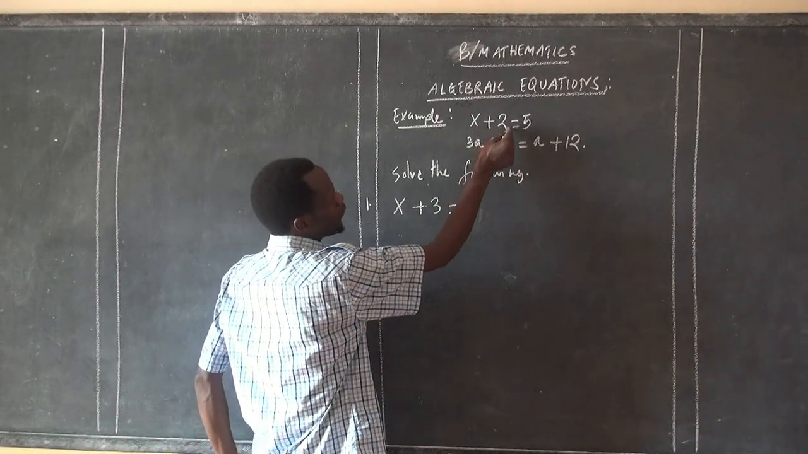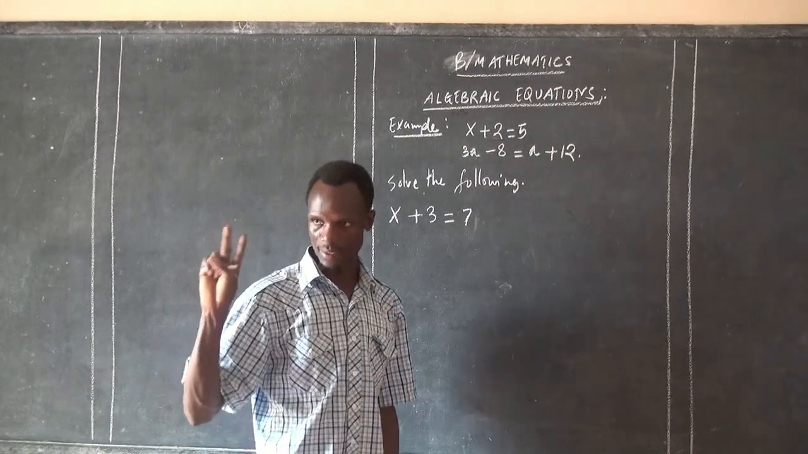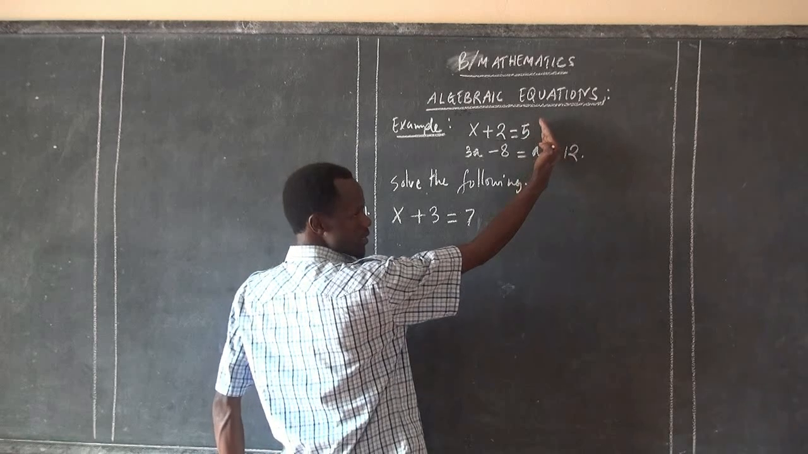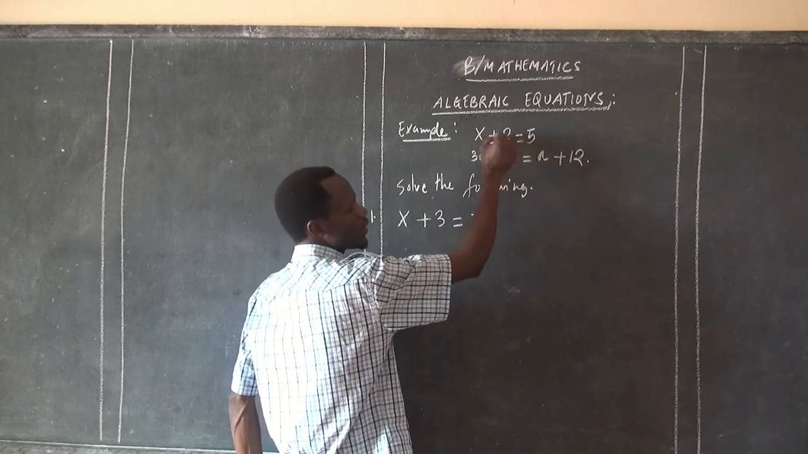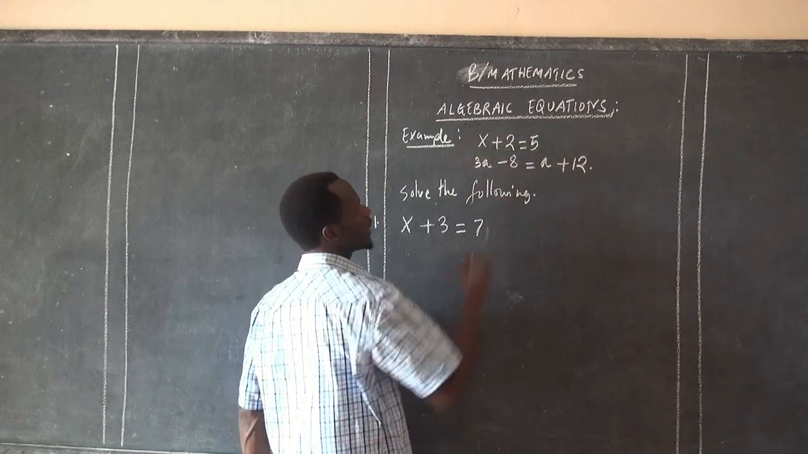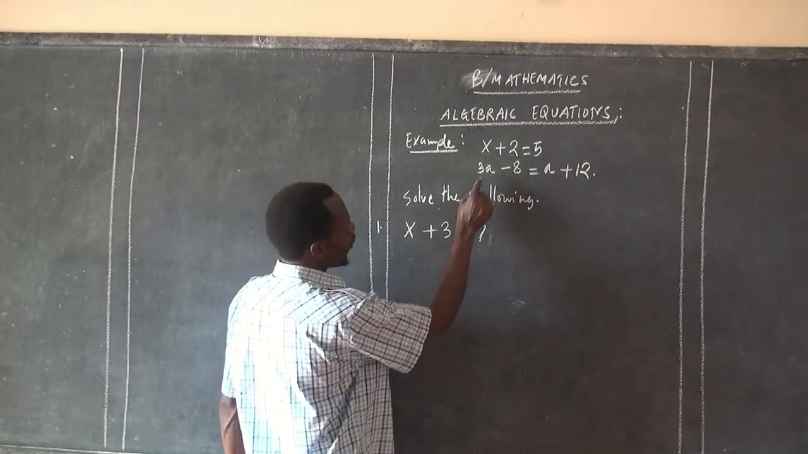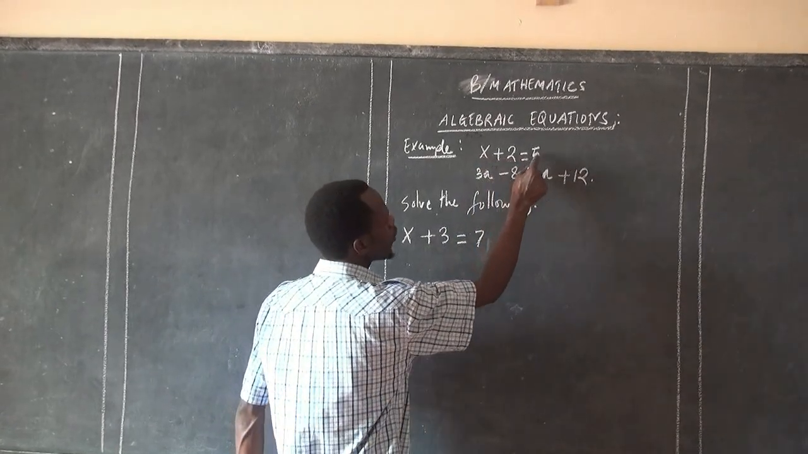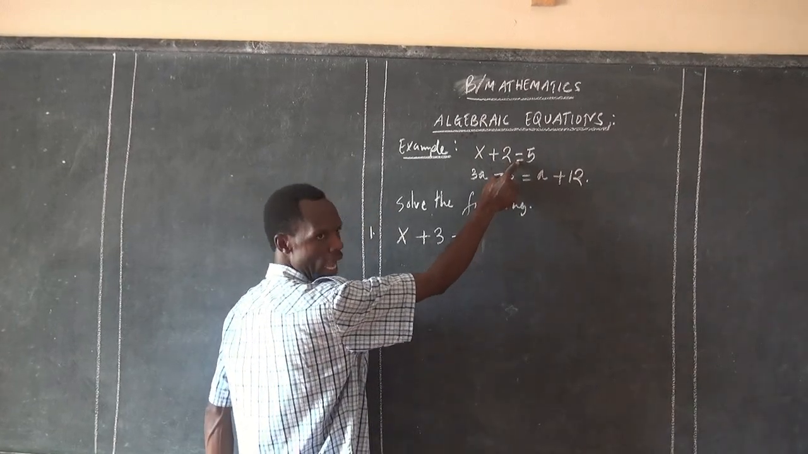Manake ni kwamba, if this side is equal to this side, an algebraic equation has two sides. There is the right hand side of the equation and there is the left hand side of the equation. And these two expressions are joined by an equal sign. These are what we call algebraic equation. And therefore, this is x plus 2 is equal to 5. It is called an algebraic equation because there is an equal sign here.